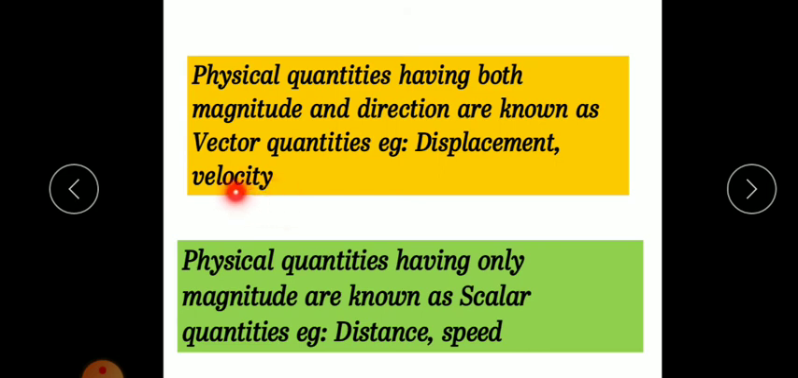Okay, so the two examples for vector quantities are displacement and velocity, and examples for scalar quantities are distance and speed. Vector quantities means quantities having both direction and magnitude, while scalar quantities means quantities having only magnitude, no direction.